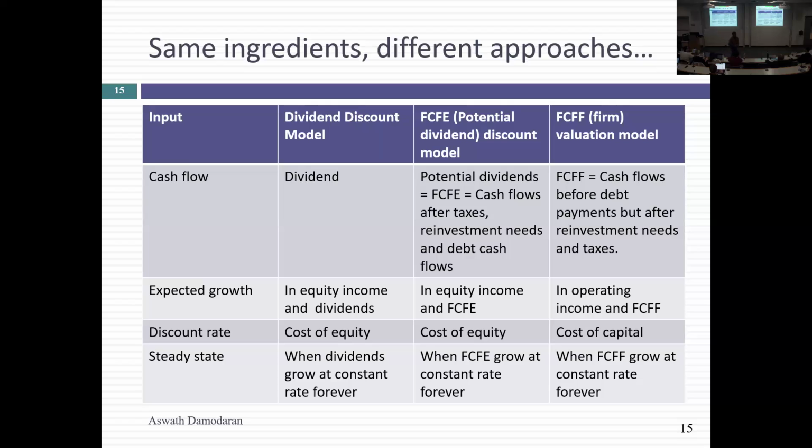So here's the second model. Instead of looking at the actual dividends, what if I can estimate potential dividends? Sounds fancy, but what's a potential dividend? How much can companies afford to pay out as dividends? Anybody want to give that a try? Guillermo, how much can companies afford to pay out as dividends? They could pay out their earnings, right? They can pay out whatever they want. Net income. If they paid out net income, they can even pay out more than net income. It'll be a liquidating dividend.